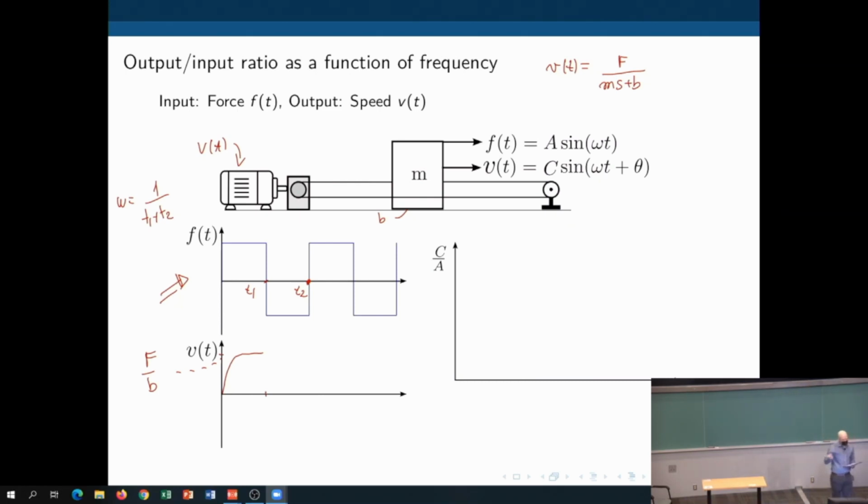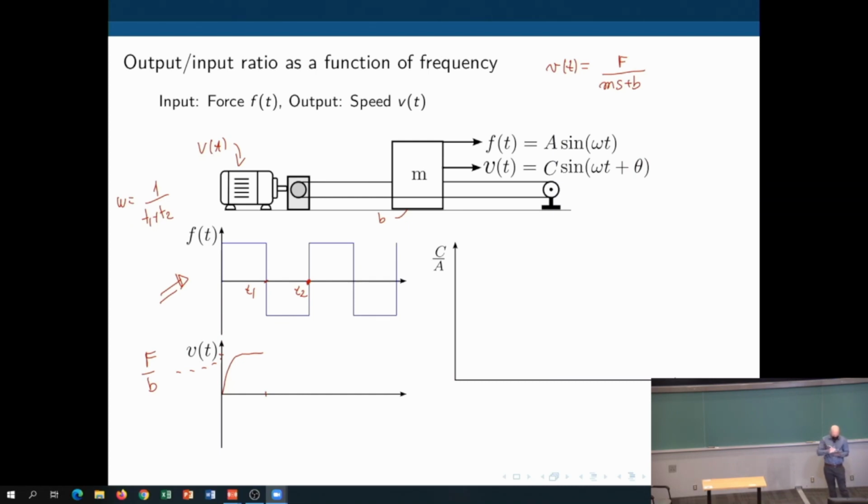Between 0 and T1, the force is positive. The mass moves, let's say, to the right. If T1 is sufficiently large, then the system reaches a steady state. And when it does so, the final speed is F over B. Is that clear? What is capping the speed here? Why can't it go beyond F over B? It's friction, right? The faster it goes, the more frictional force there is. At one point, they balance out, and that's why it reaches a steady state.